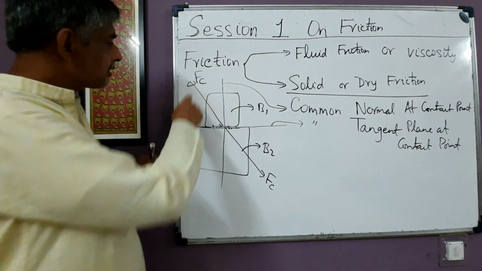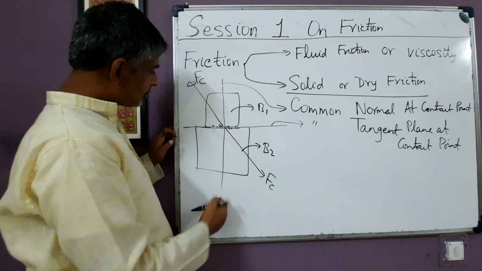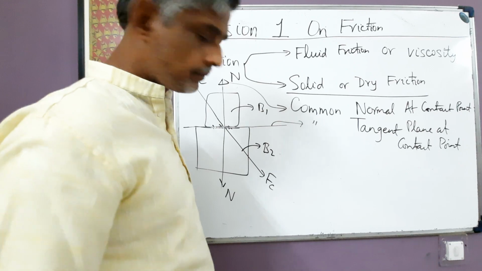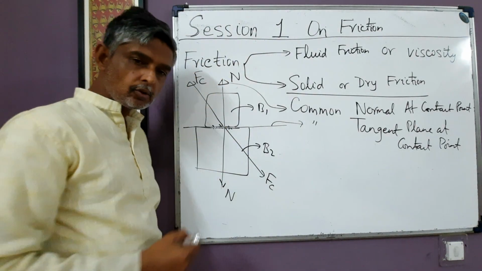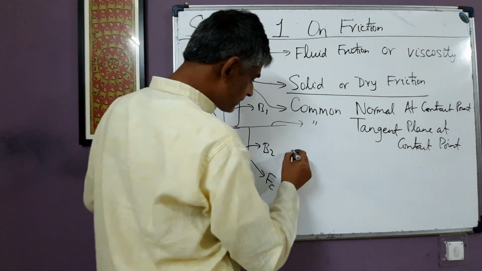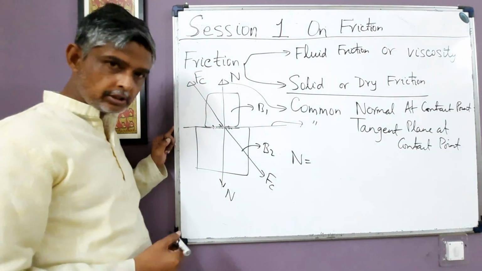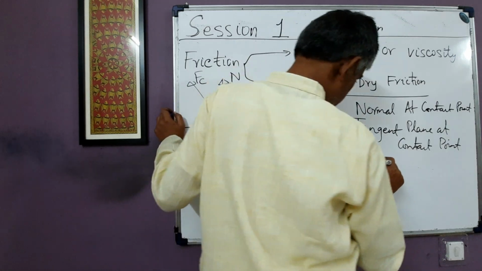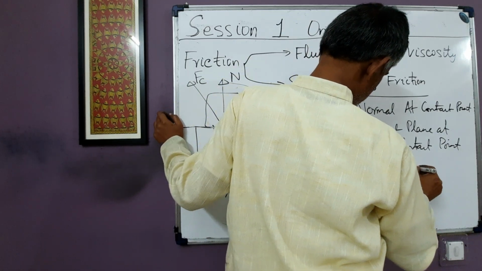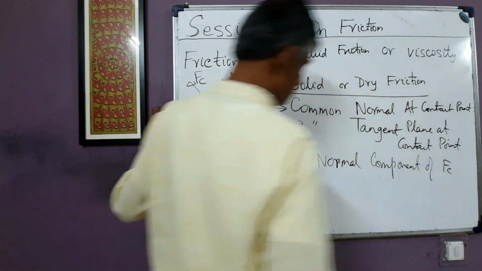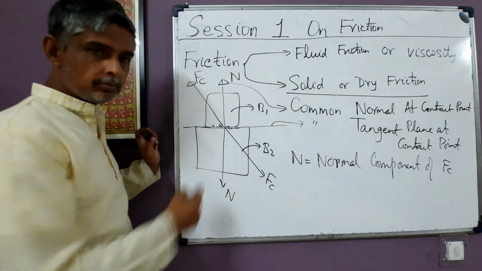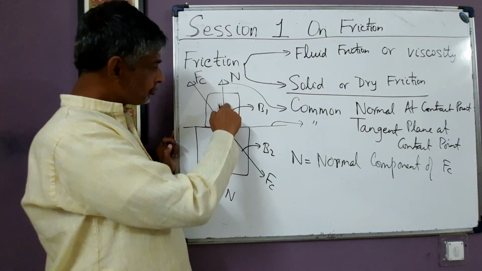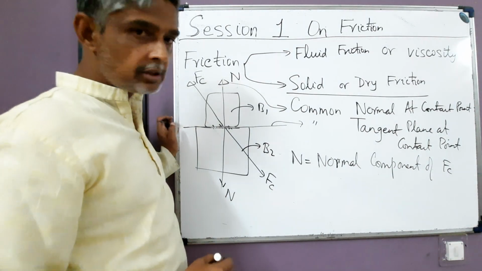Now this contact force has a component along the common normal, which is denoted by N, called the normal reaction or normal force, the normal contact force between the two bodies. So N is the normal component of the contact force Fc, and it also obeys the third law. The normal force on body B1 due to body B2 is this one. The normal force on body B2 due to body B1 is this one in the downward direction. It obeys Newton's third law.